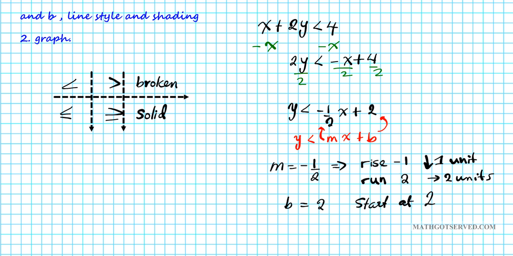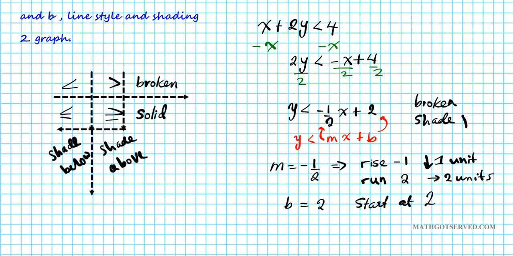All right. Now, how about the shading? Let's talk about that. So for the shading, this one right here, the left column, since it's less than, you're going to shade below. Below the line. And then these two, greater than, you shade above. So this is basically your guide for determining your line style and direction of shading. This has less than, so what does this less than mean? It means that it's going to be broken. And where do you shade? We're going to shade down beneath the line, depending on the orientation.